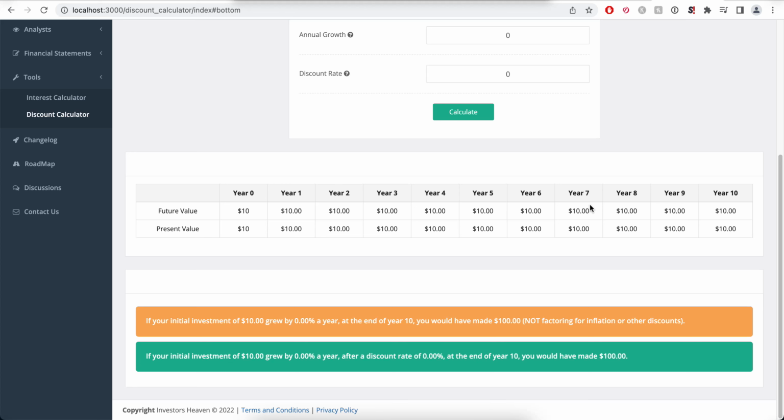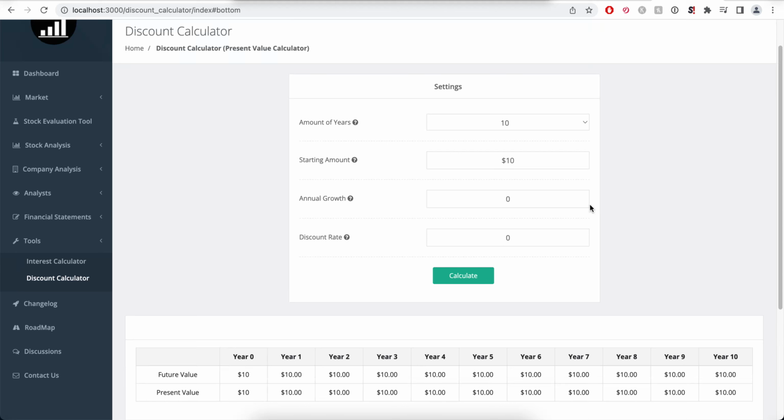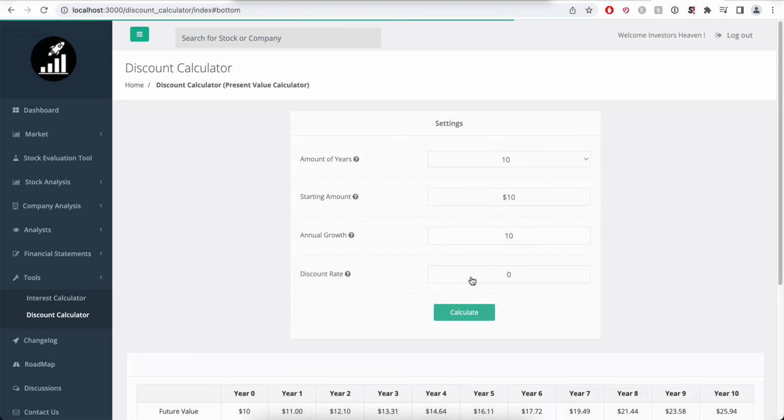It's just $10 flat. Now, let's just say that our investment, as with a company, grows its net income, you could think about it like this, by, let's just say, 10%. So now we're having annual growth of 10% in this case.